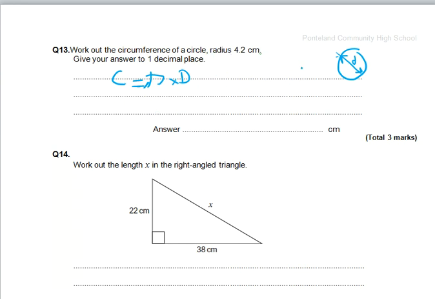So for this one, we've got a radius of 4.2. So we need to times that by 2. So it's just 8.4 times pi. 8.4 times pi gives me 26.4. Now you've got to be careful of this because it does say to 1 decimal place. So 26.38 is my answer, because the number in the second decimal place is an 8, greater than 5, it rounds that up to 26.4.